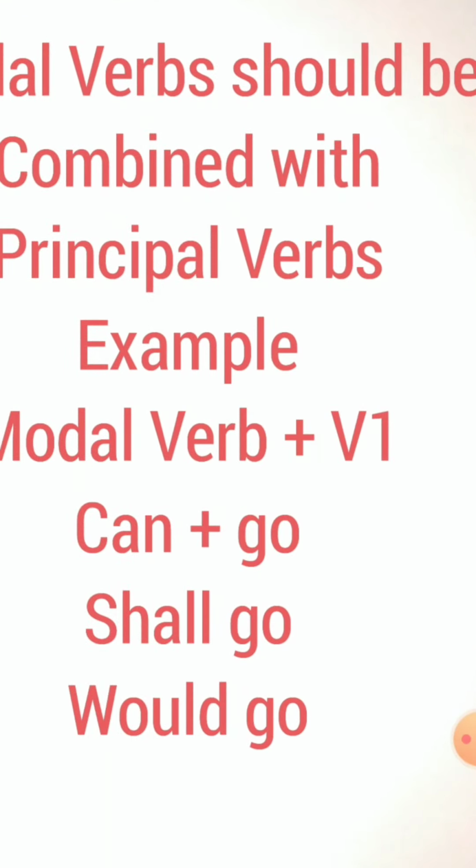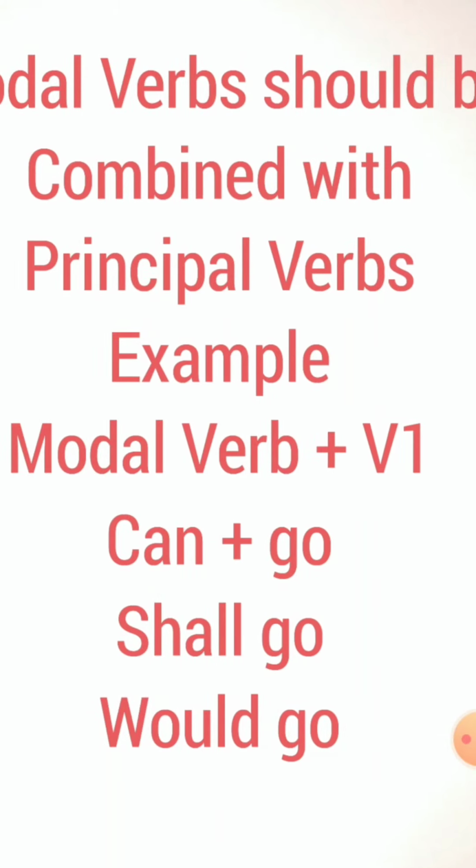B1. And also one more thing you must keep in your mind, children. We should not use B2 or B3, that means the past form or past participle form, along with the modal verb. That is wrong. We should use only the present form of the verb along with the modal verbs. So an example is given here: can plus go. Can is a modal verb and go is the present form of the verb. So we can say can go.